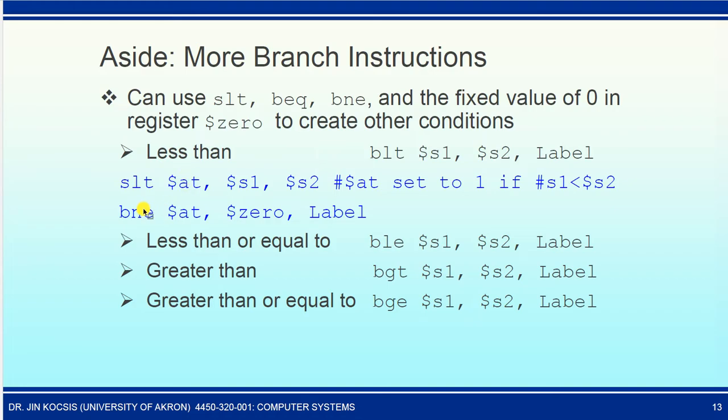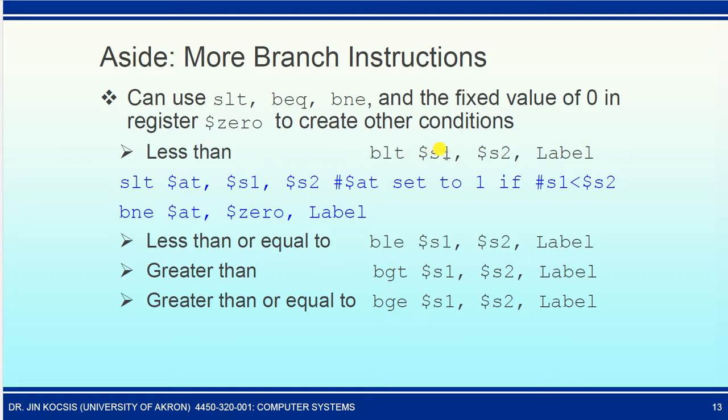Then what I mean is, if S1 less than S2, this destination operand will be equal to 1. Okay? So here the second instruction says, if this general purpose register is not equal to 0, I will branch to the instruction with the label. Then, because S1 is less than S2, AT will equal 1, and 1 is not equal to 0, so I will branch, right? So overall, what I try to say is if S1 less than S2, I will branch to the instruction with a certain given label. This is exactly equivalent to the operation I try to represent here.